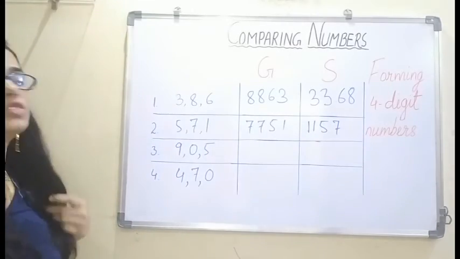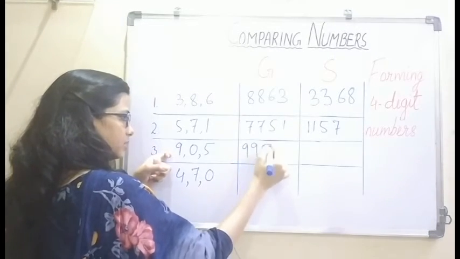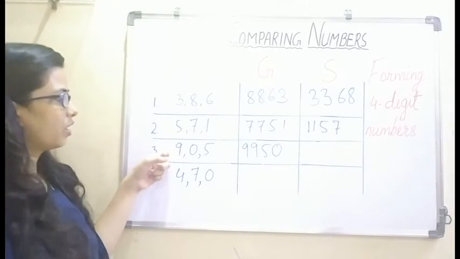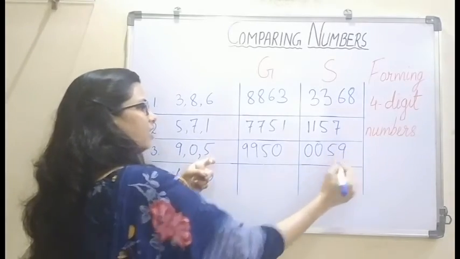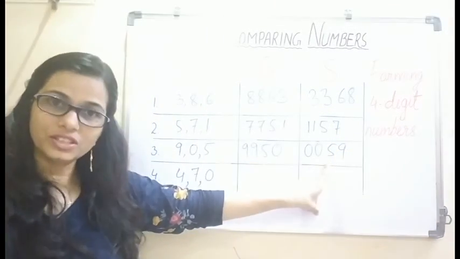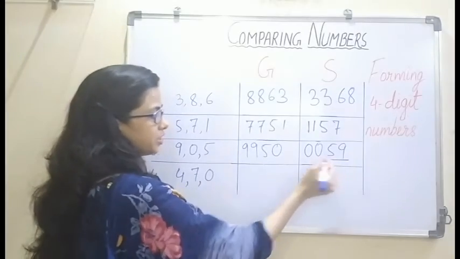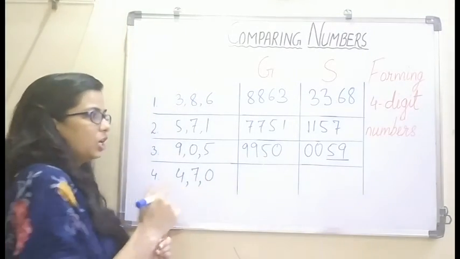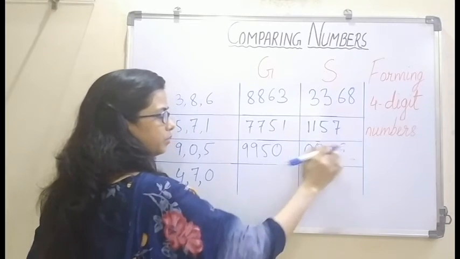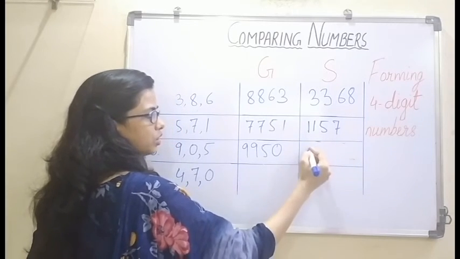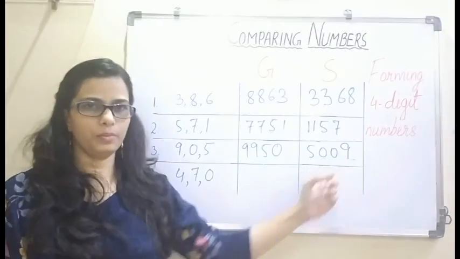Now similarly in this case, for the greatest one, we repeat the greatest digit. If I write 0059 as the smallest 4-digit number, is that correct? No, because this forms a 2-digit number. What we do is shift this 0 between these two numbers. So how do we do that? It will be 5009, which is the smallest 4-digit number.